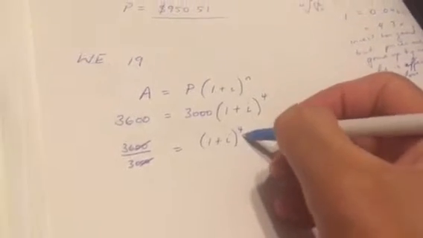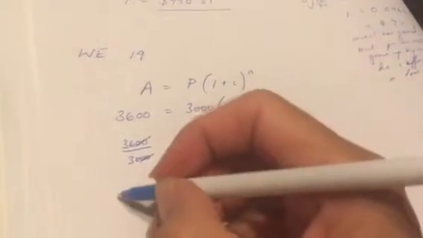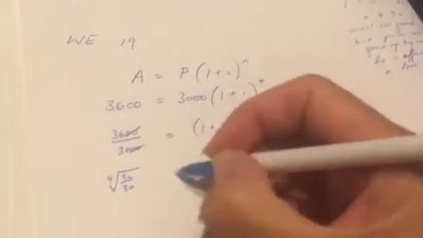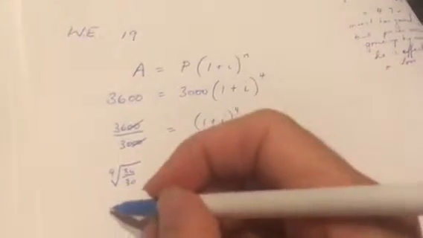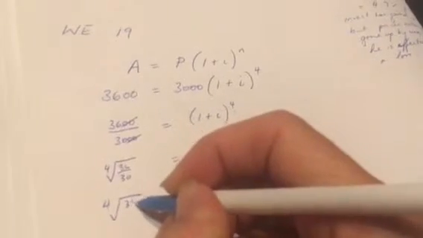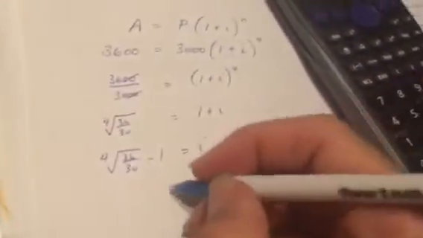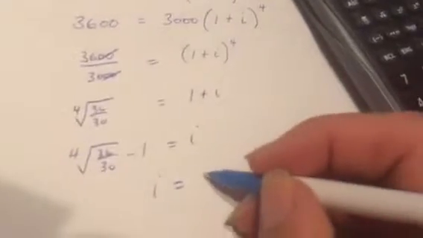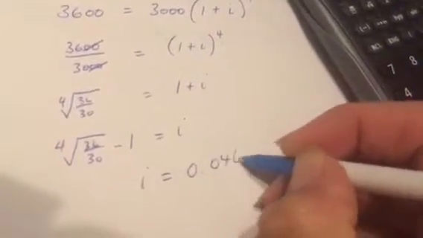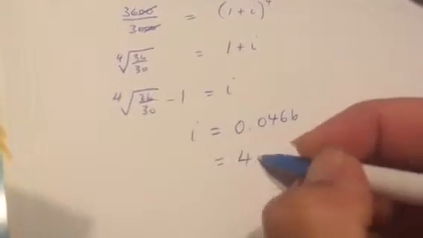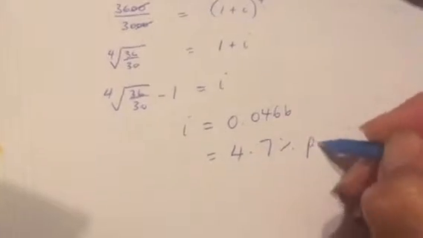In order to undo to the power of 4, I'm going to take the 4th root. So the 4th root of 36 over 30 is equal to 1 plus I. And to get I on its own, I need to subtract this 1. So the 4th root of 36 over 30, take 1, is equal to I. So if I pop that all in my calculator, I end up with I is equal to 0.0466. So the interest rate on the investment was approximately 4.7% per annum.